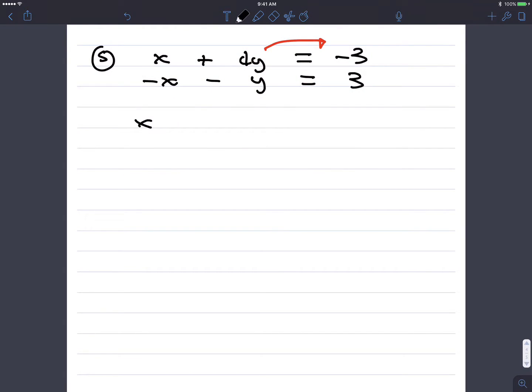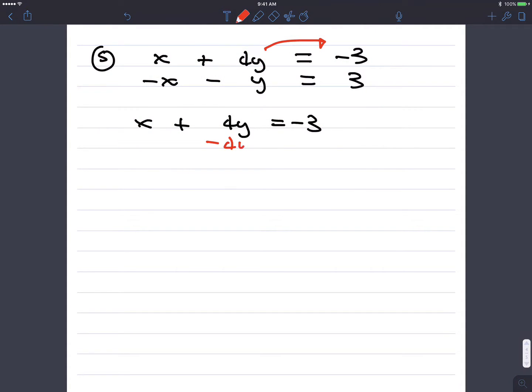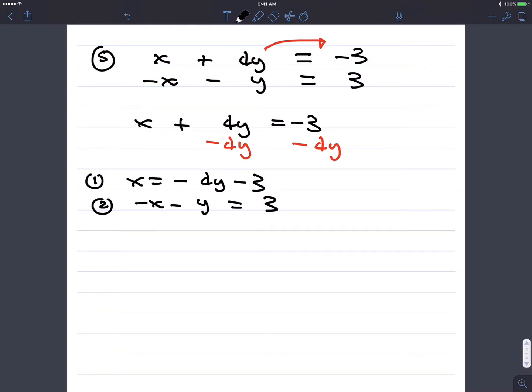meaning x plus 4y is negative 3. Subtract 4y from both sides. You get x equal to negative 4y minus 3. Now that's my first equation here. The second equation still is negative x minus y, and that equals positive 3.